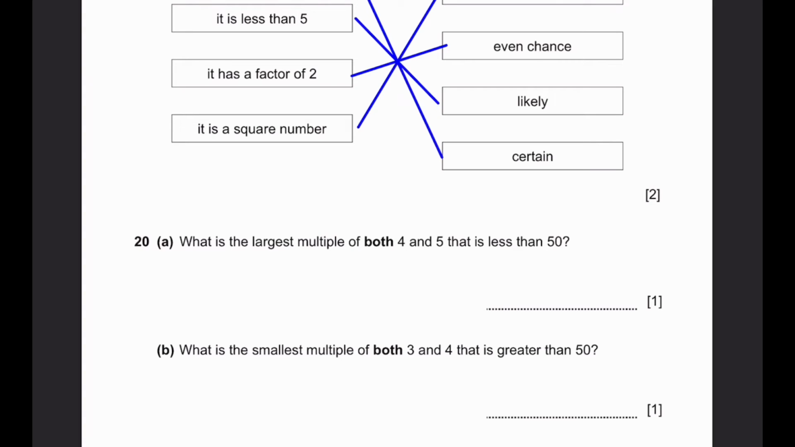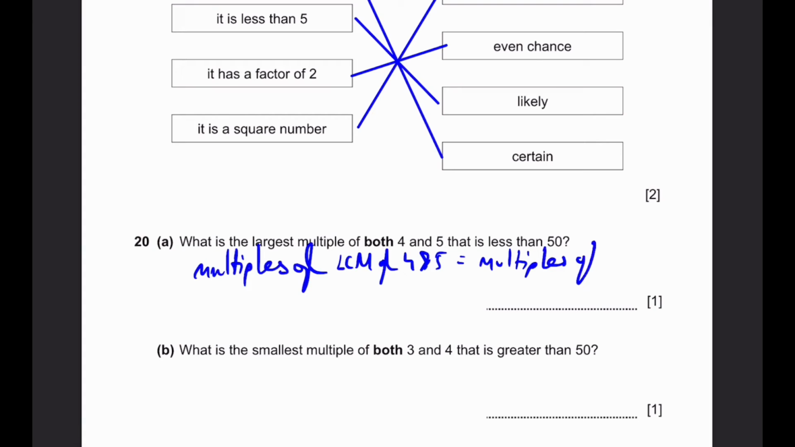Question 20. A. What's the largest multiple of both 4 and 5 that is less than 50? So multiples of 4 and 5 both will be multiples of the LCM of 4 and 5, which is equal to multiples of 20. So it'll be 20 and 40, and the larger one is 40, because they should be less than 50. So 40 is the answer.